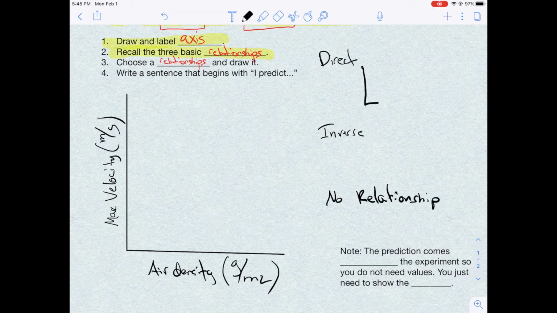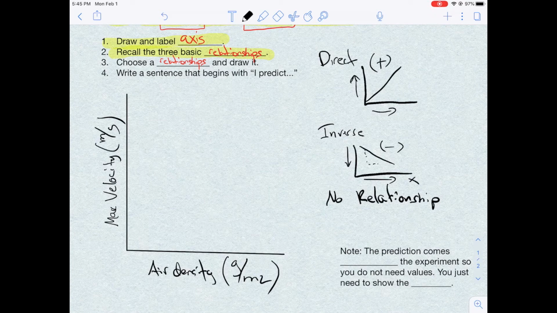Just recall that a direct relationship is whenever we have that positive slope: as whatever variable on the x-axis increases, the variable on the y-axis also increases. Inverse is just the opposite of that. We have that negative slope. As the variable on the x-axis increases, we see a decreasing value for the variable on the y-axis, and you see the rise over run. The rise is negative. It's going down as you read the graph from left to right.